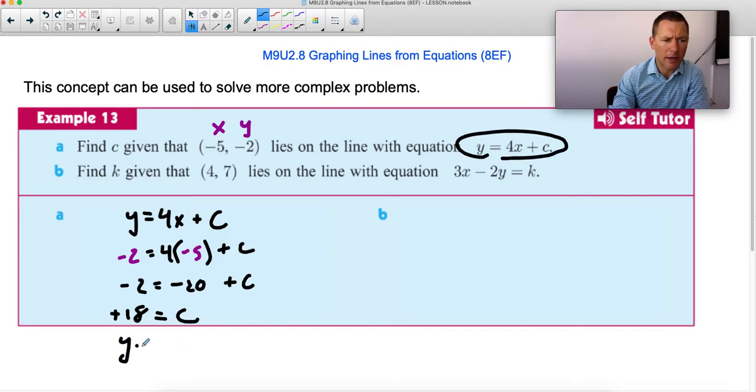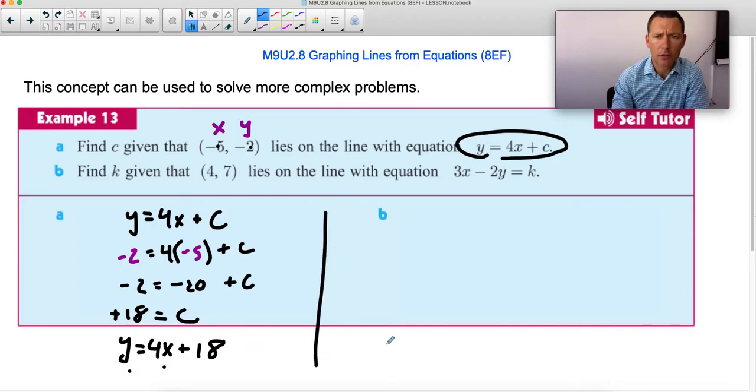So you can say y equals 4x plus c. And if you checked it, if you put this x value and this y value into x and y, you should get a true statement. Cool? You try that for this one. See if you can pause me, put x and y in, and solve for k.